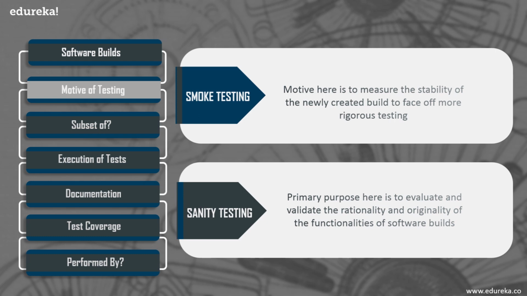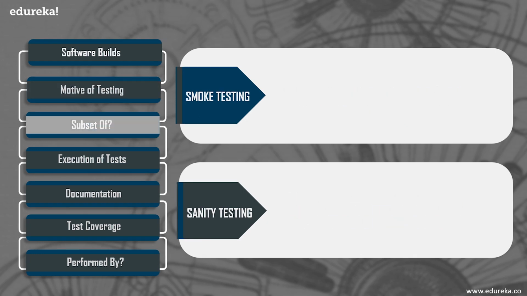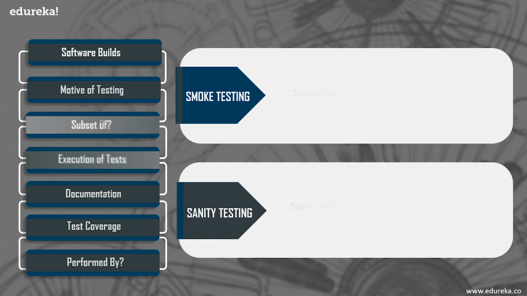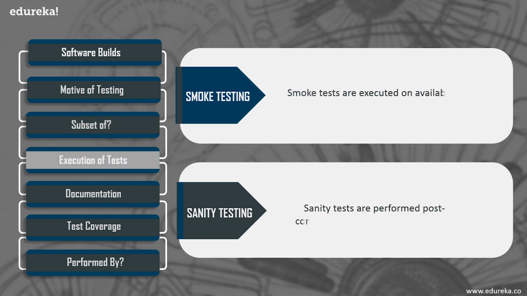So in simple terms, smoke testing checks for the functionality of core features, whereas in sanity testing you check if the bugs have been fixed and if a new feature is added, whether it's working properly or not. So the next feature that we have here is what these testings are a subset of. Well, like I said earlier, smoke testing is a subset of regression testing, whereas sanity testing is a subset of acceptance testing. The next feature is when you conduct smoke tests and when you conduct sanity tests. We did discuss that earlier as well.